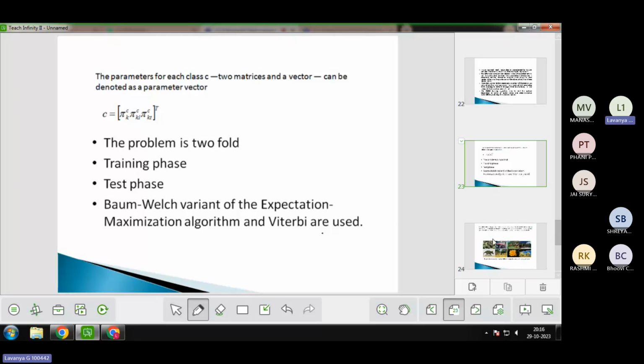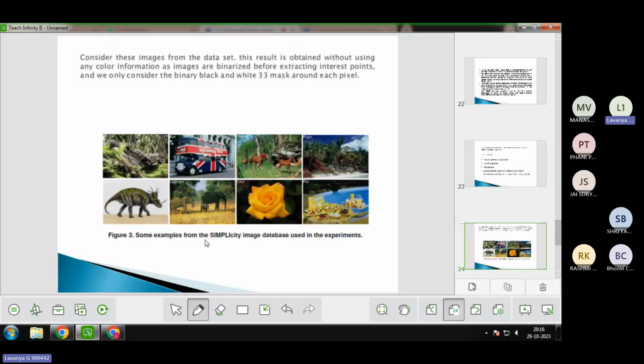Now let us look at a small example. This is an example from the Simplicity Image Database. See how they have taken one plane crash, and then you have a double decker, and then two horses going by, and then a natural scenery. The pictures are unique because you have three elephants, and then only one dino, one zoomed up rose, and then a few horses with the background. So the pictures are all of different varieties. So consider this set of images. This result is obtained without using color information.